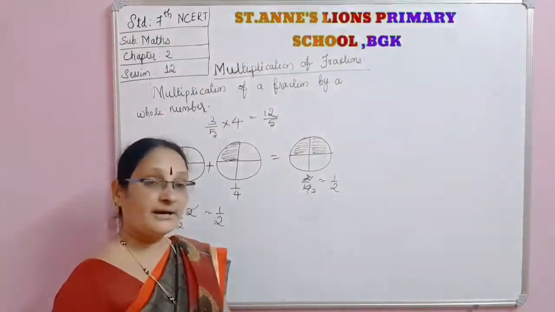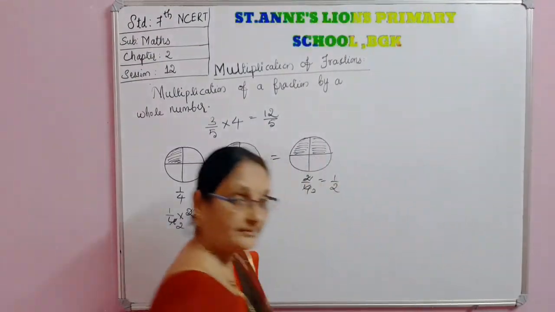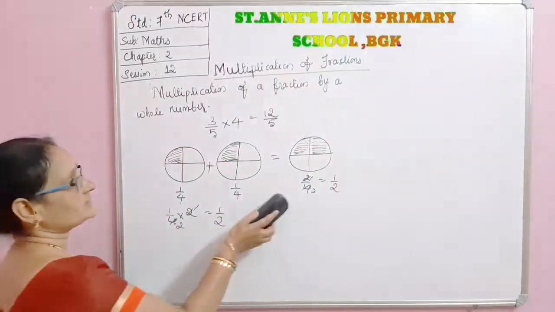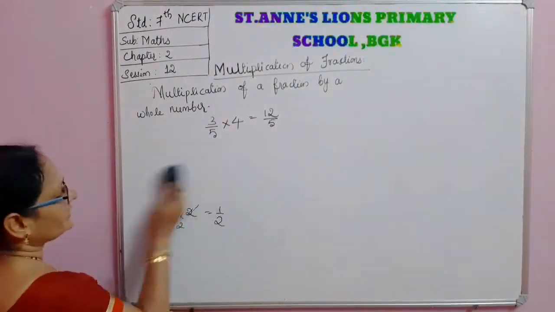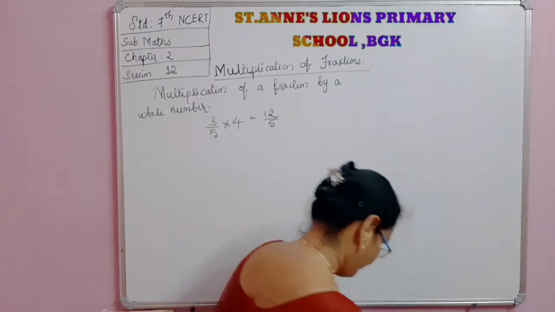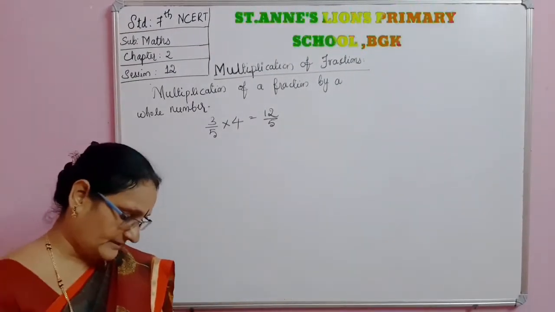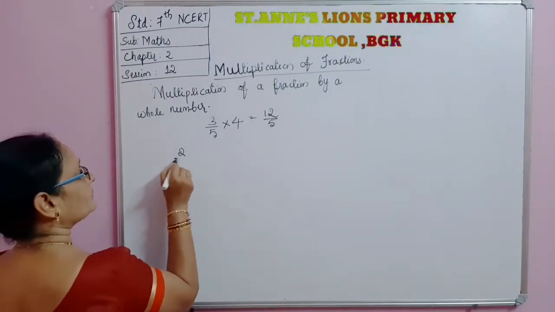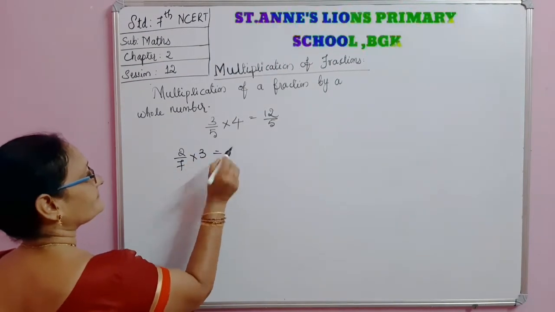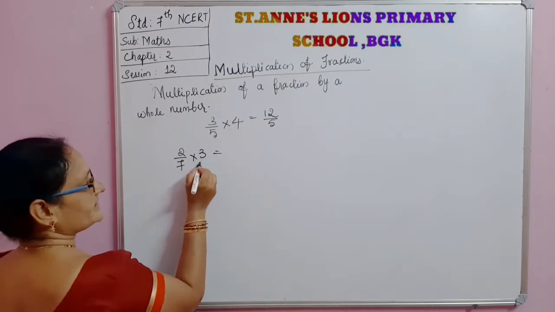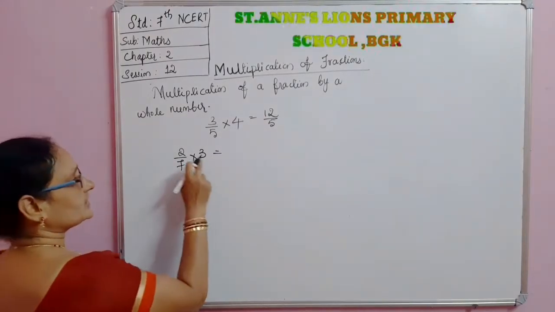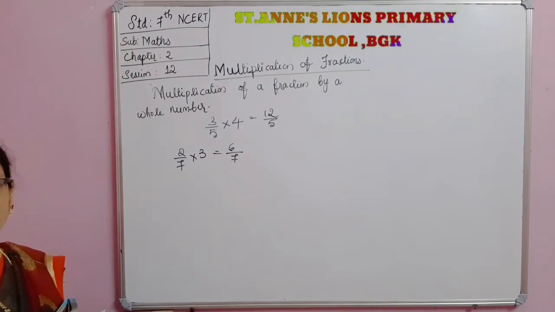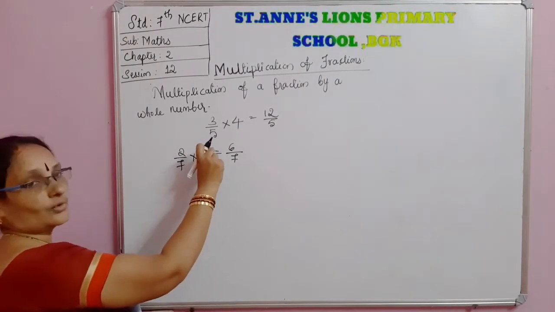So this is the multiplication of a fraction by a whole number by the pictorial method. By pictures I just showed you. Even with numbers you can learn very easily. Let me take some more examples. Find 2 by 7 into 3. Numerator to numerator. Here nothing is there, so we have to imagine 1. 2 threes are 6, 7 ones are 7. 6 by 7. That is a fraction by a whole number.